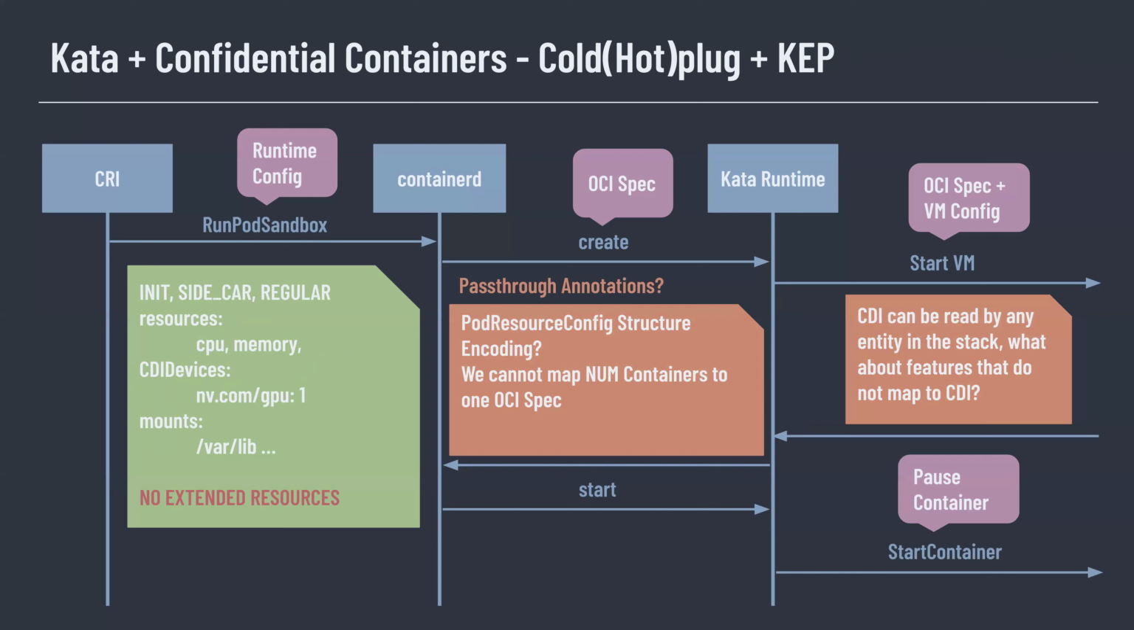Yeah, as I mentioned before, how we are encoding the pod resource config structure through containerd or CRI-O, we cannot map infinite containers to one OCI spec. So we have a specific amount of containers, and we can only have one OCI spec. And as I said before, CDI can be read by any entity in the stack. How are we mapping those features that do not map to CDI, like the mounts or the resources, CPU and memory?